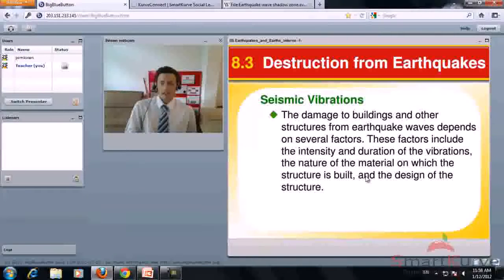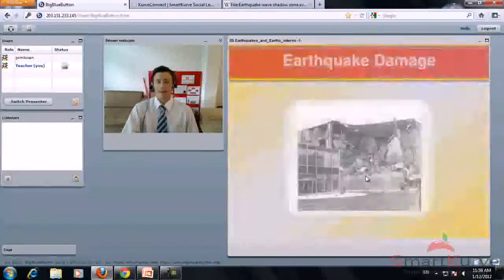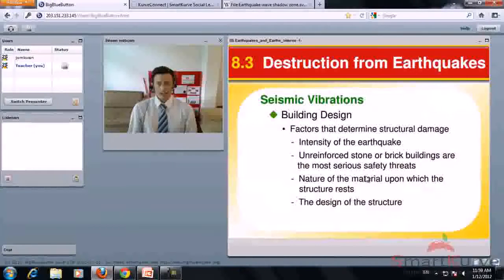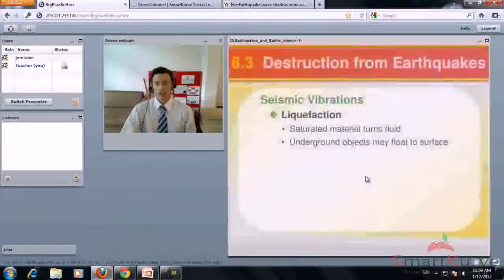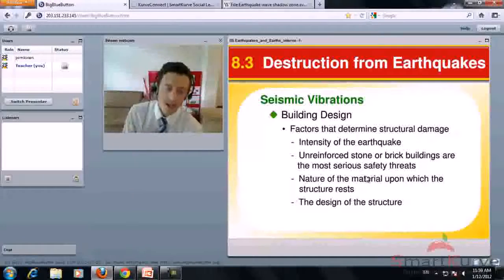Next, seismic vibrations. The damage to buildings and other structures from earthquake waves depends on several factors. These factors include the intensity and duration, the nature of the material, and the design of the structure. On the next slide, you can see an example of earthquake damage. That building's just sunk. Next, slide 23, building design. Several factors determine structural damage: the intensity of the earthquake, the nature of the material, the design of the structure.